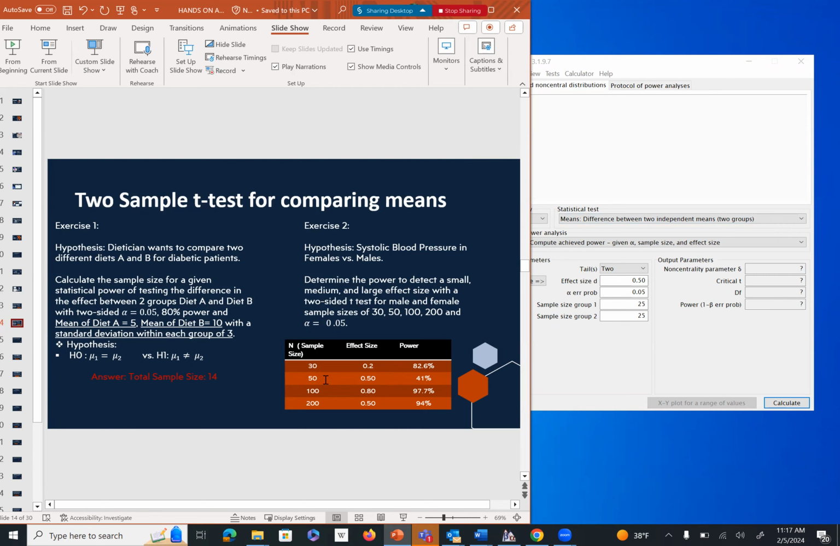With a sample size of 50 and showing a medium significant difference between the two groups, you'll have a very small power to detect that significance. So 41% is not really good. If you have a large sample size of 100 and you're looking to detect a large significant difference, then you have really good power, which is 97.7%. So as your sample size is increasing, your power also increases. And it depends on your effect size whether it's able to detect a small, medium, or large difference.